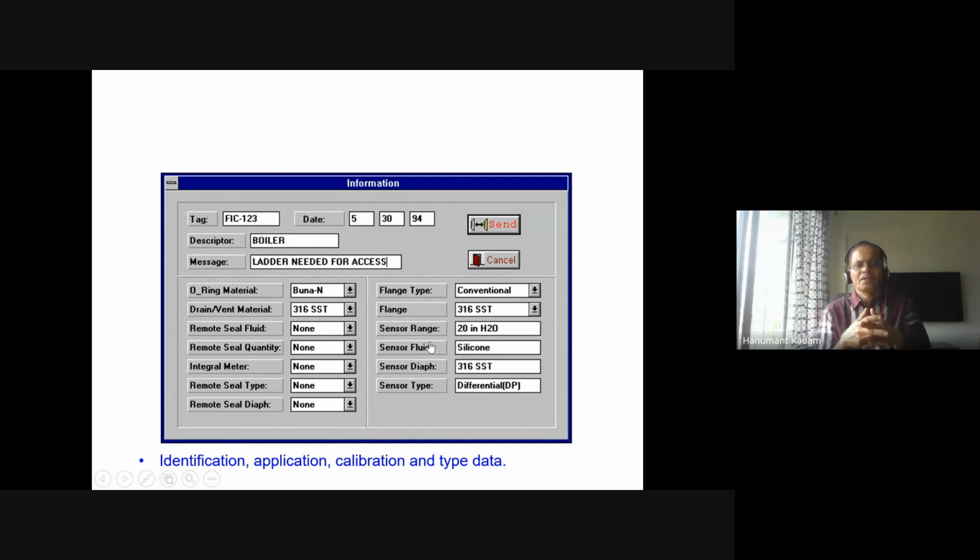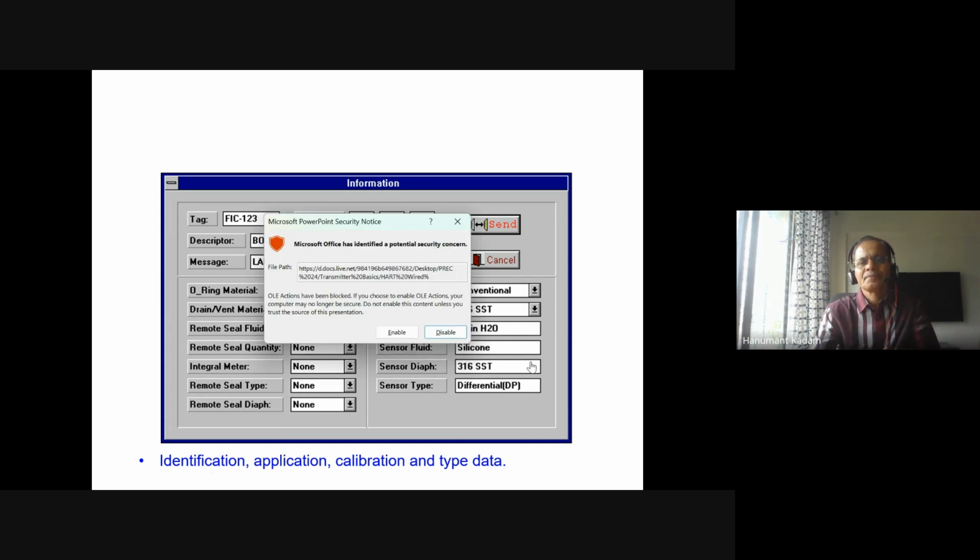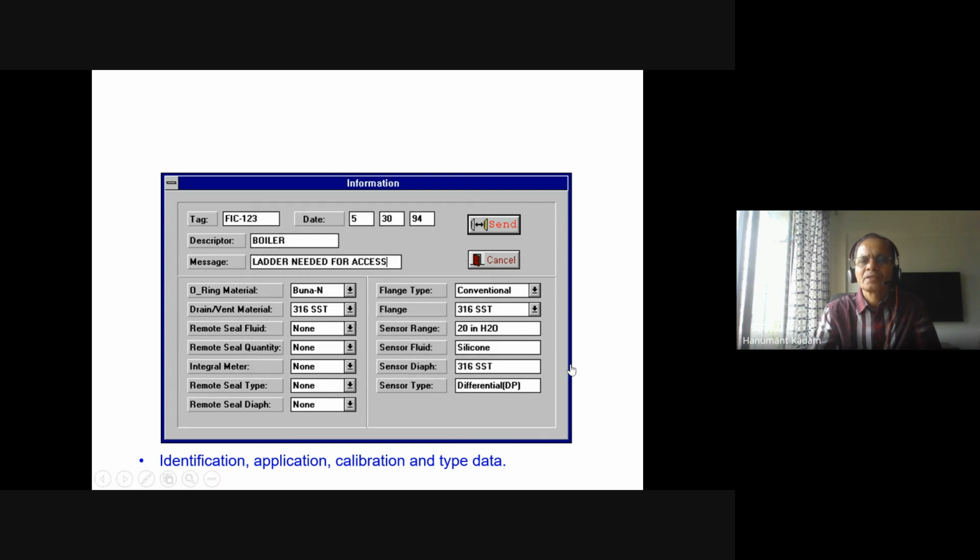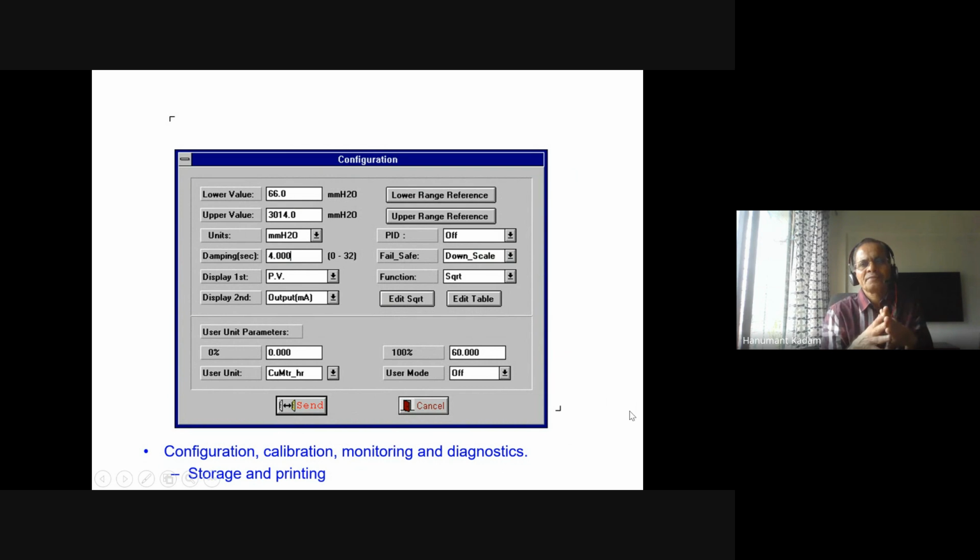So you can see here tag, date, description, boiler, message, ladder needed for access. So like this, details are available. In the configuration screen, you can see the lower value, upper value in engineering units, then units, damping, displays. So this is what is used for configuration, calibration, monitoring, and diagnostics of the transmitter.